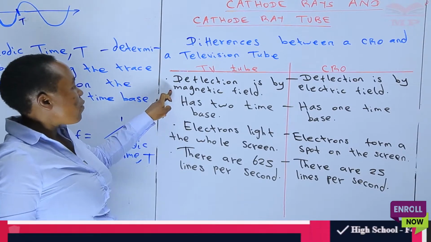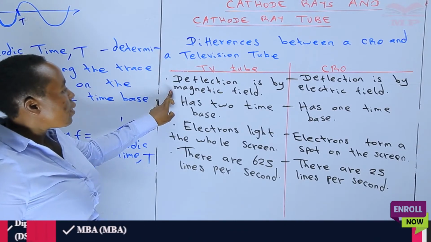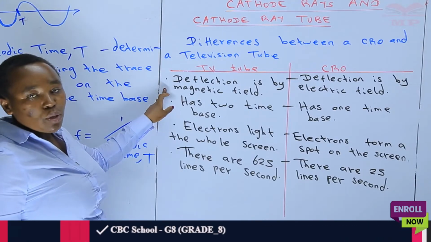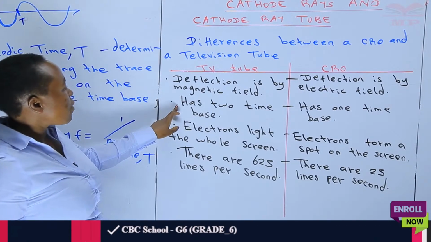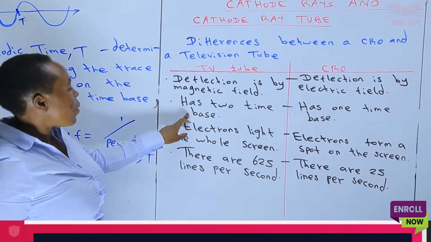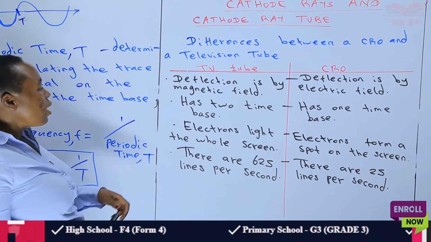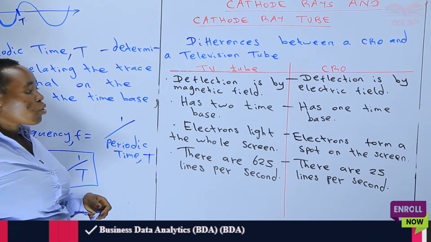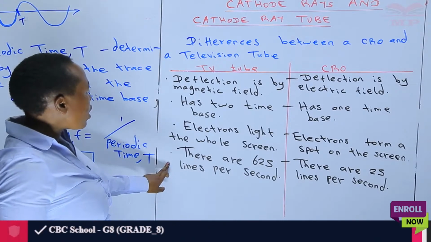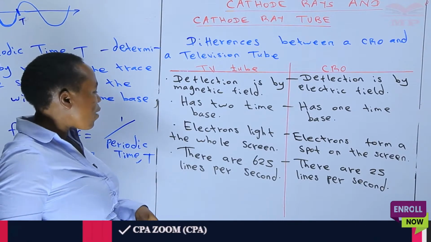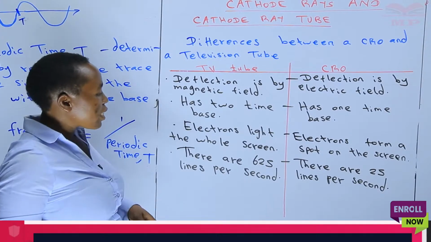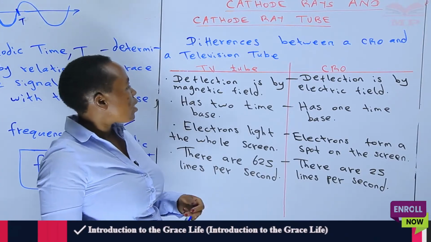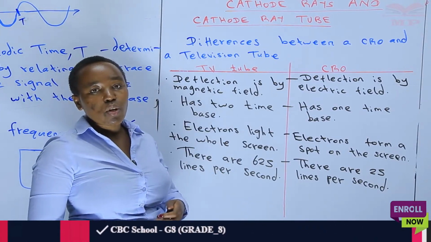In a TV tube, the deflection is by the magnetic field, and that's why the TV screen is larger than a CRO screen. A TV tube has two time bases, whereas a CRO has only one. In a TV tube, electrons light the whole screen. In a CRO, electrons form a spot on the screen. In a TV tube, there are 625 lines per second, whereas in a CRO, there are only 25 lines per second. So that is it on the CRO, or the cathode ray oscilloscope.